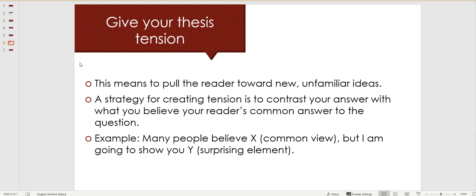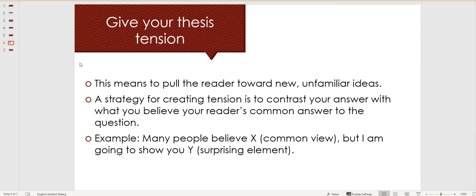A strategy for creating tension is to contrast your answer with what you believe your reader's common answer to the question would be. So for example, many people believe X, the common, widely accepted view, right, about a certain topic. But then that second part of this example, this is where you add the tension. And this is where you say, but I am going to show you this. So because we're talking about technology, you could say something like this. Many people believe that technology is overused, right? That's a common view. A lot of people think that technology is overused.